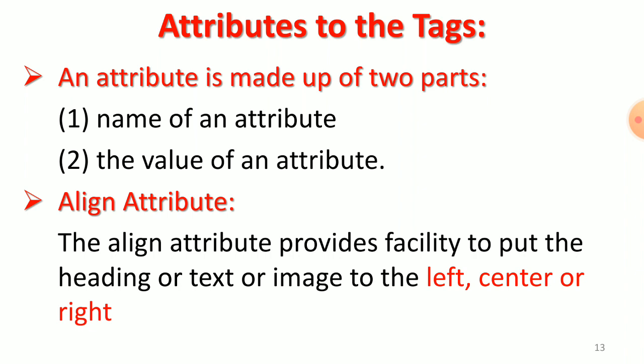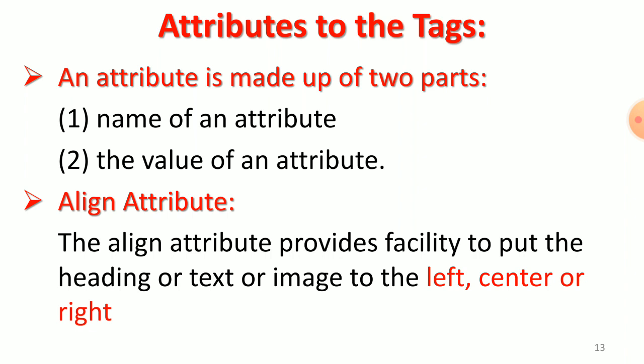The name of an attribute indicates the property to be set, whereas the value is the value to be set to the property, and the value should be in double quotation marks, and between the name and the value there should be an equal sign. In the above mentioned example of hyperlink, href is an attribute of a, that means the anchor tag.